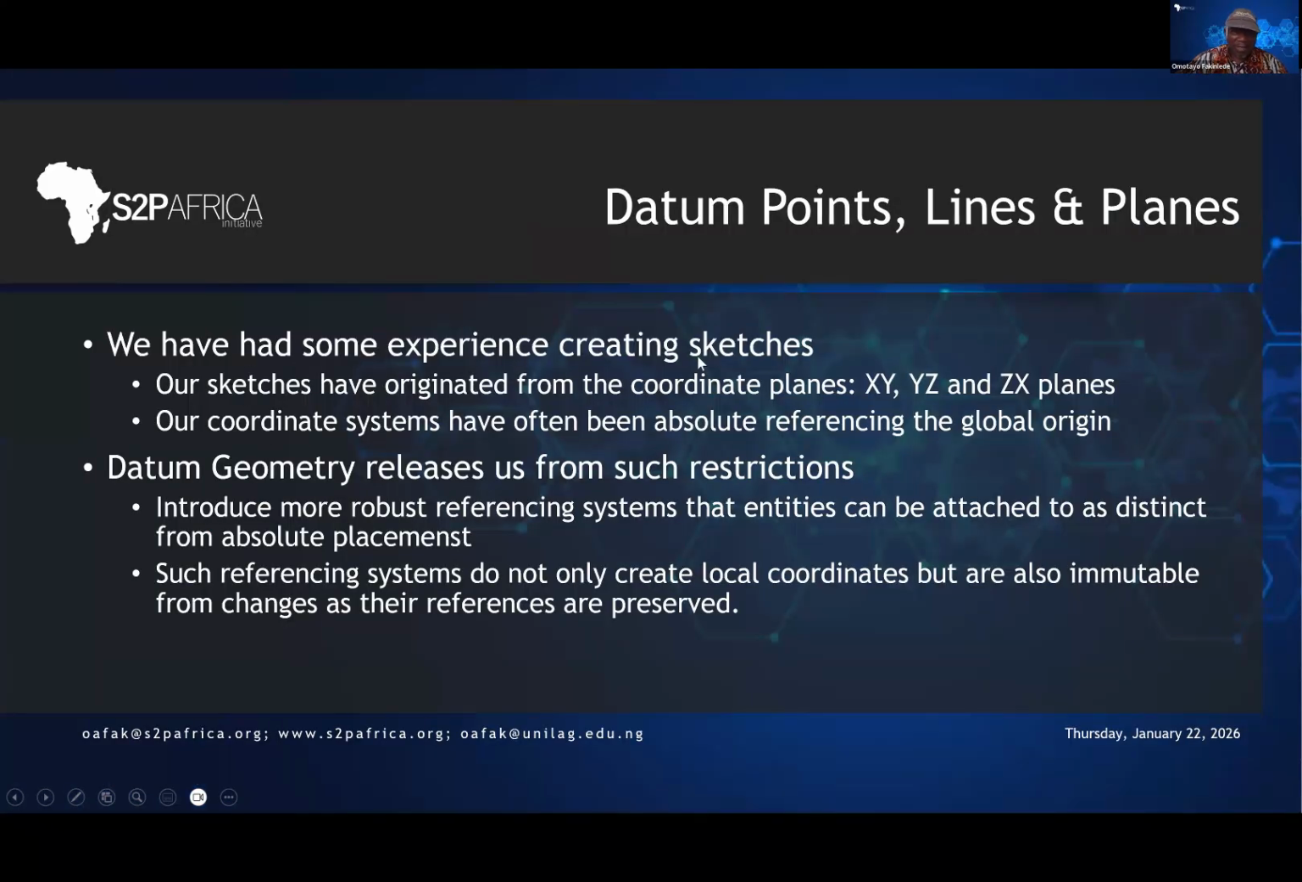So we have had some experience in creating sketches. Our old sketches have originated from the coordinate planes XY, YZ, and ZX. I'm sure we have seen now that our coordinate planes can actually come from attached datum planes. So datum geometry releases us from such restrictions, because our coordinate systems are often associated with absolute referencing. It introduces a more robust referencing system that entities can be attached to, as distinct from absolute placements. Such reference systems do not only create local coordinates, but are also immutable from changes as their references are preserved.